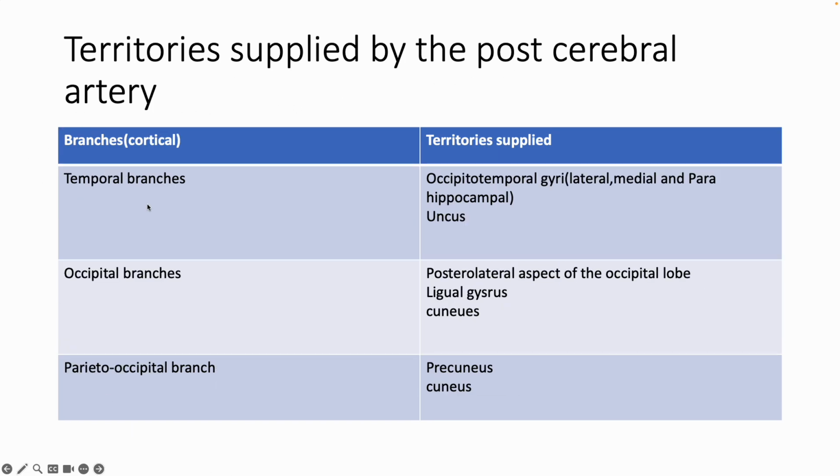We have the temporal branches. They supply the occipitotemporal gyri, lateral, medial, and parahippocampal, and it also supply the uncus. لا تتذكروا uncus بالمحاضرة السابقة. Occipital branches. We have the posterolateral aspect of the occipital lobe, lingual gyrus, cuneus. We have the parieto-occipital branch, which supplies the precuneus and cuneus.